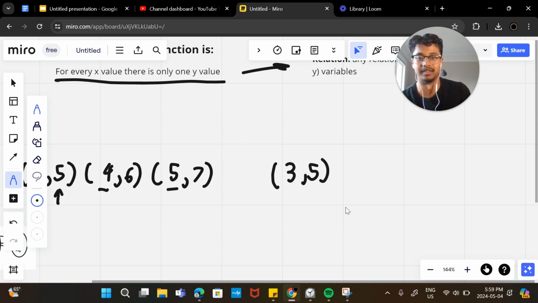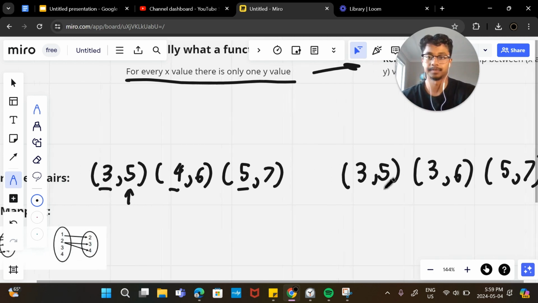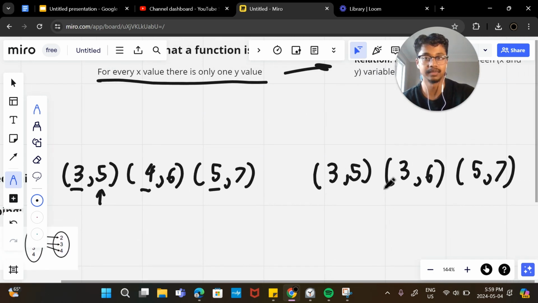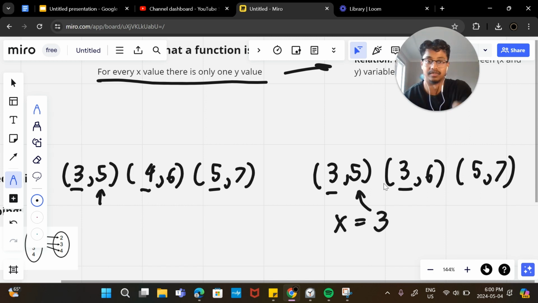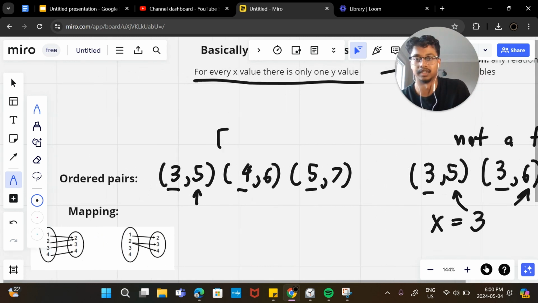So let's say that we have pretty much the same set of coordinates, except one coordinate changed. So here, now we have the same x value having two different y values. For the x value of 3, we have a y value of 5 and a y value of 6. So this means that it is not a function. So this is not a function. Okay, cool. And this one will be called a function.